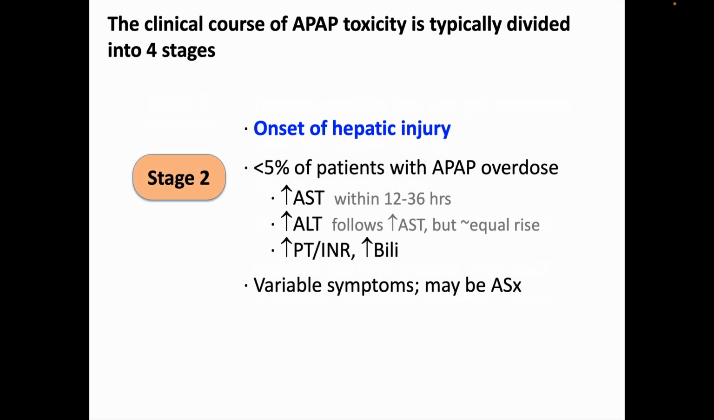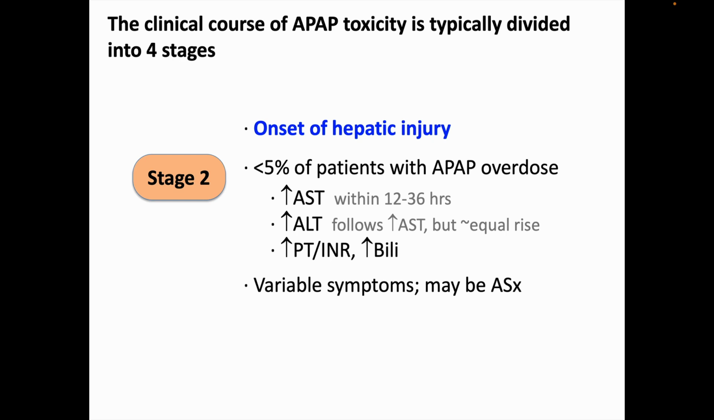With stage 2, we see the onset of hepatic injury. As just mentioned, many patients never even progress to this stage, but if they do, we will begin to see elevations in the hepatic transaminase levels, with a rise in the AST starting within 12 to 36 hours post-ingestion. The ALT starts to rise shortly thereafter, and we see the rise in AST and ALT levels are virtually equal.